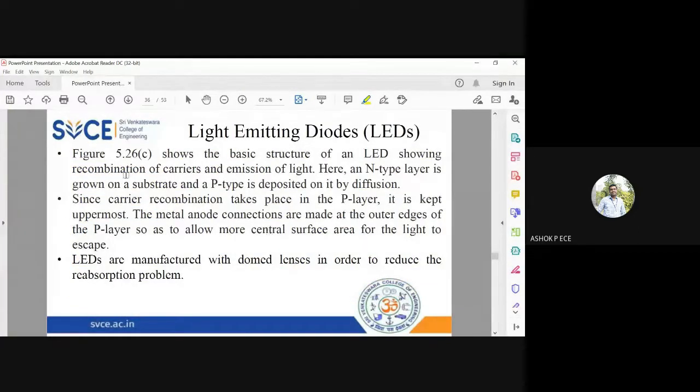So the basic structure of the LED we have seen shows the recombination of carriers and the emission of light. The N-type layer is grown on a substrate and the P-type layer is deposited by diffusion. So you take a substrate and first grow the N-type layer, and over the N-type layer you are going to diffuse the P-type region. Then the carrier recombination takes place in the P layer. It is kept as the uppermost layer.